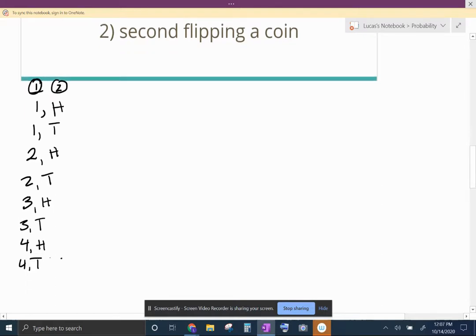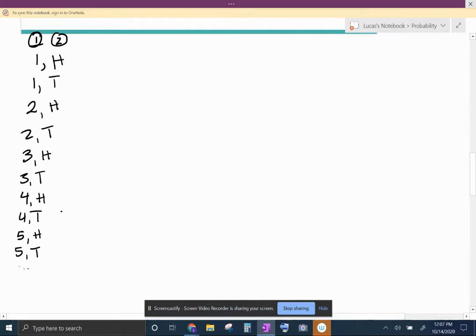And so I can keep going because I haven't done my 5s or 6s yet. So I can do a 5 and a heads, and then I can also do a 5 and flip a tails. And then I could roll a 6 and get a heads, or a 6 and get a tails. Okay, so this right here would be considered my list.